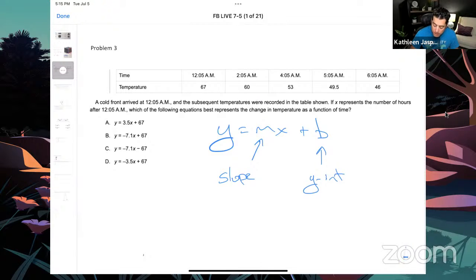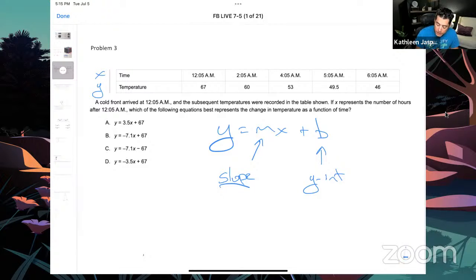So let's concentrate on slope for a second. We have our time: it's 12:05, 2:05, 4:05, 5:05, 6:05. Okay, that's fine. Usually they're done like this, whether it's top to bottom or left to right. This is your X value and this is your Y value. Given that we have our Y values here, that's what our equation would be equal to.